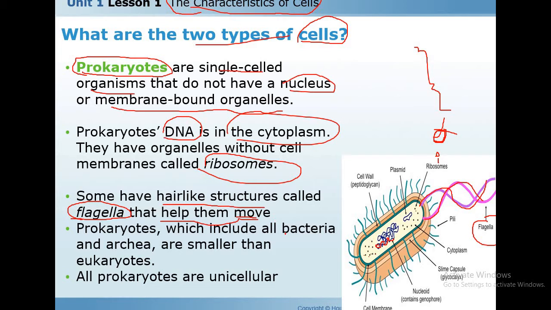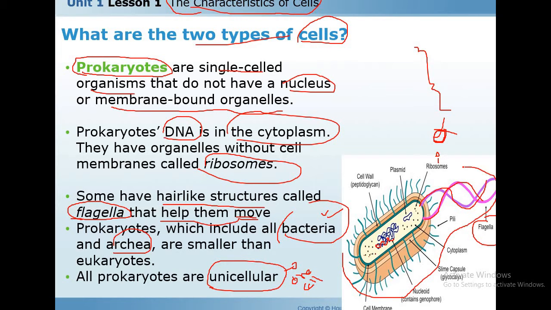Prokaryote organisms like bacteria and archaea are smaller than eukaryotes. All prokaryotes are unicellular. Unicellular means made of one cell. Prokaryote cells are like bacteria. This is a cell of bacteria. Bacteria are made of one cell, so they are called unicellular. Unicellular means one cell.